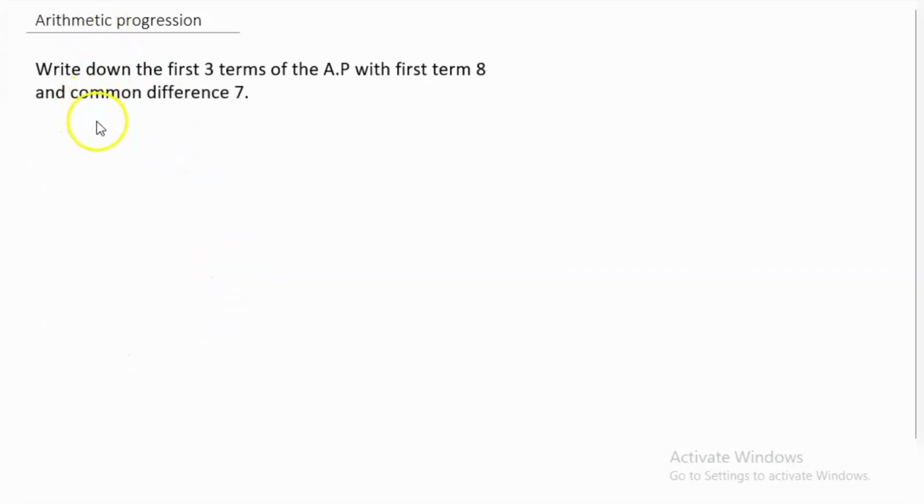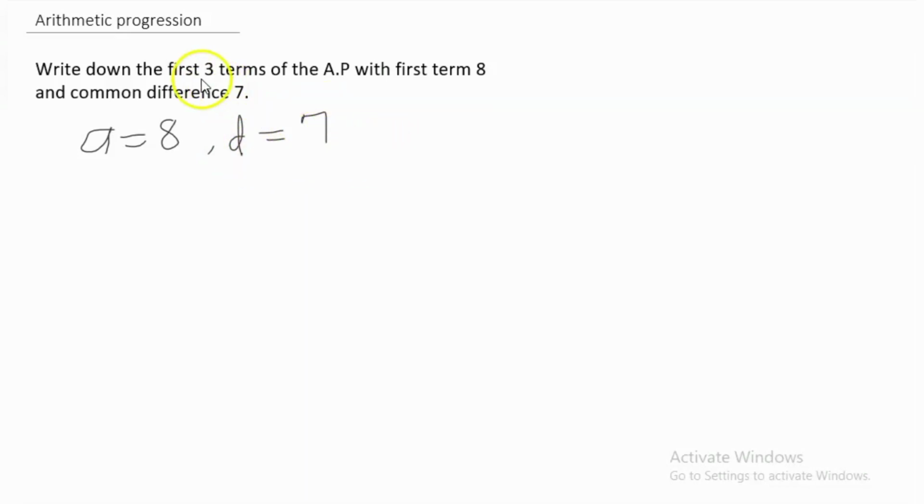For our next question, we have: write down the first 3 terms of the AP, arithmetic progression, with first term 8 and common difference 7. So we should write down the first 3 terms of an AP. He already gave us our first term, so the first thing we want to do is write down what we have. So we have A, our first term, is equal to 8. And we have D, our common difference, is equal to 7.